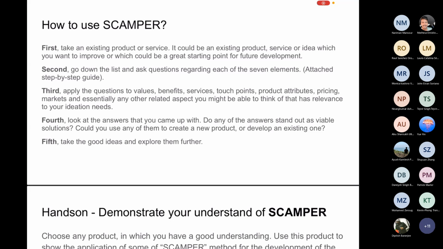Any questions? So far, it seems good. It's easy, really, when you think of it. It's an easy methodology or framework, but it has very good results, and it's proven.